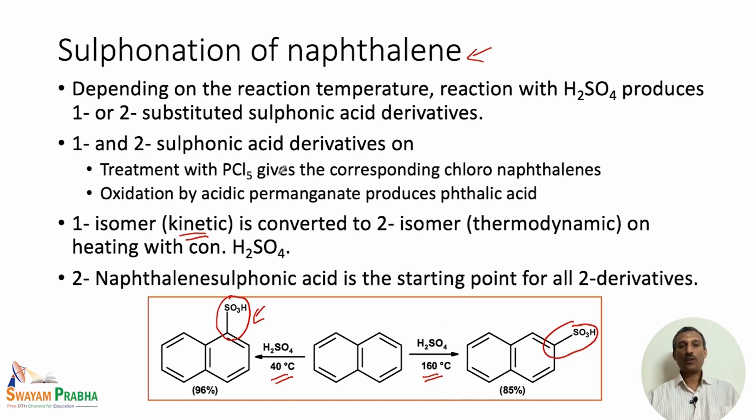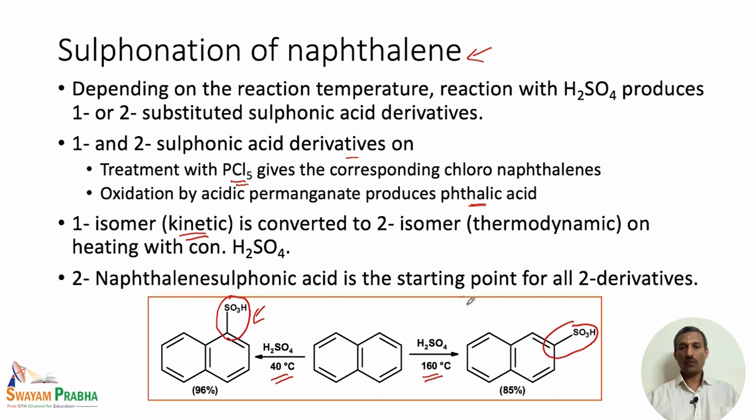And of course, depending on whether we have the 1- or 2-sulfonic acid derivatives, we can convert them to the corresponding chloro derivative by treatment with PCl5, and oxidation by acidic permanganate actually gives phthalic acid as the product. That means the aromatic ring in which the sulfonic acid group is present undergoes oxidation.